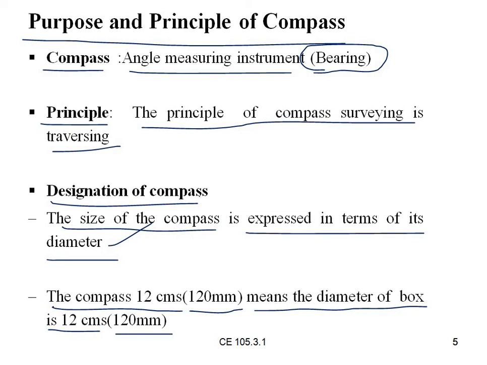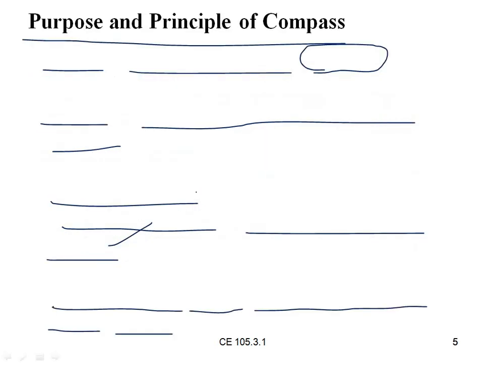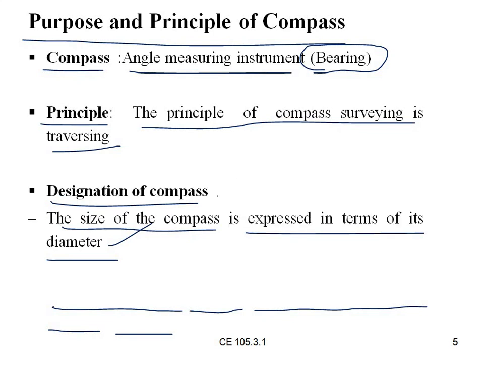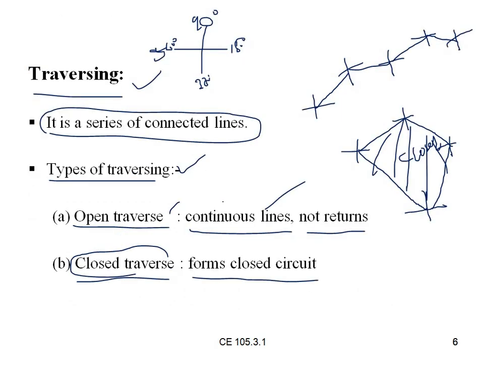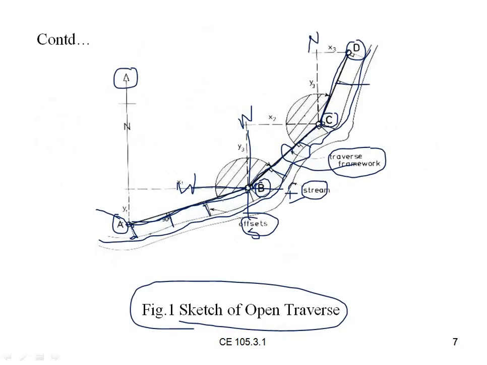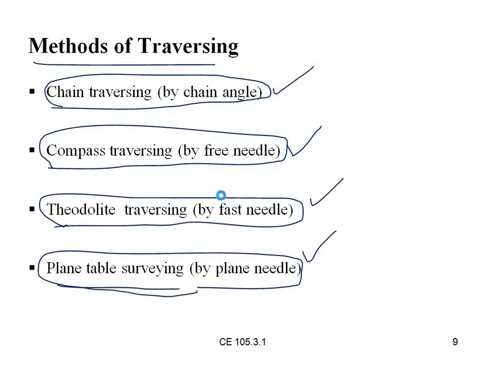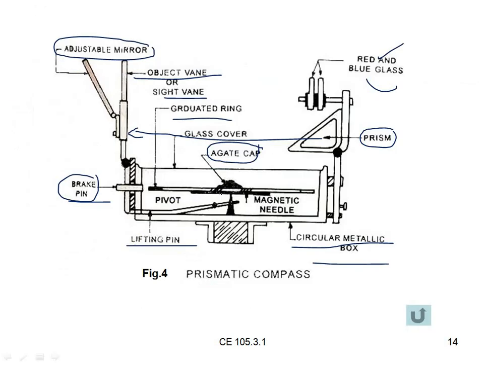So here the compass dimension is also very important. Here in this we will call it angular measurements, because degrees, minutes, and seconds should be measured. Okay, so this is regarding our compass survey, open traverse and closed traverse, and component parts and principles. So this is our final summary. So this diagram is very important.